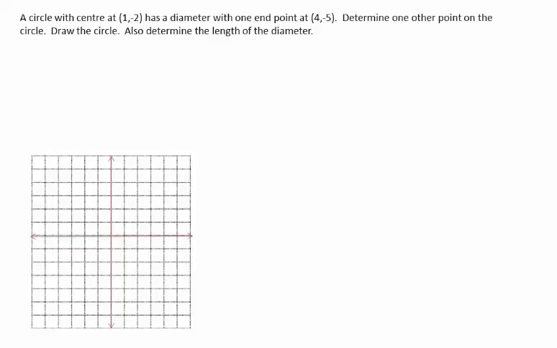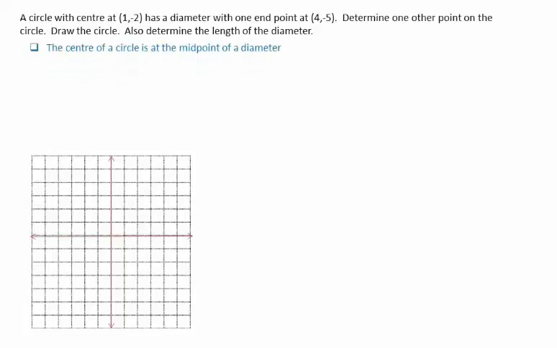A circle with center at (1, -2) has a diameter with one endpoint at (4, -5). Determine one other point on the circle. Draw the circle. Also determine the length of the diameter.